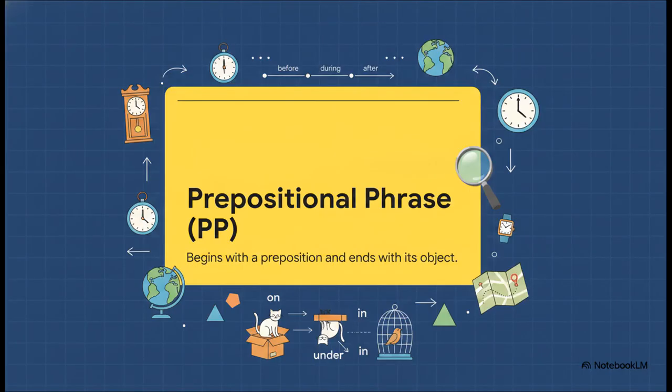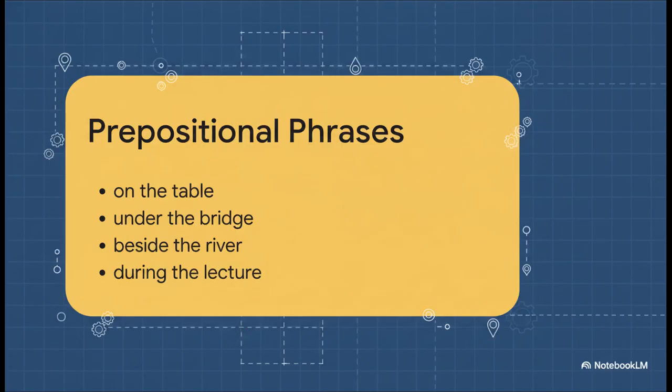The final tool in our kit is the prepositional phrase, which is incredibly common and fantastic for showing relationships in time and space. The formula is super simple. It begins with a preposition, like in, on, or under, and ends with its object, which is usually a noun or a pronoun. So just by connecting a preposition to an object, you instantly anchor your sentence to a specific location or moment: on the table, under the bridge, during the lecture. They're essentially the architectural joints connecting the action to the physical environment or timeline around it.